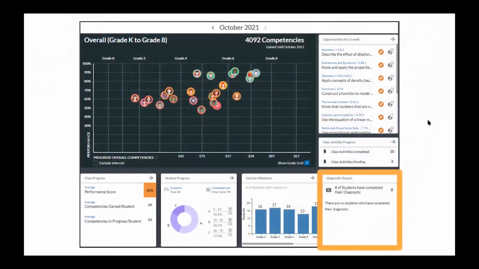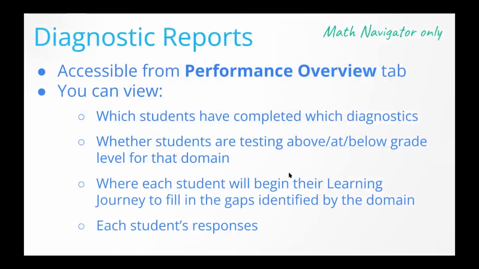So once your students have logged in on day one and you know they've started to take their domain-based diagnostics and you just want to check their progress, you can find your diagnostic report by going to that performance overview page. Hannah will show you a refresher in a moment. But once you're on your performance overview page, you will be able to click on your diagnostic report card right down here. Diagnostic reports are accessible from the Performance Overview tab.